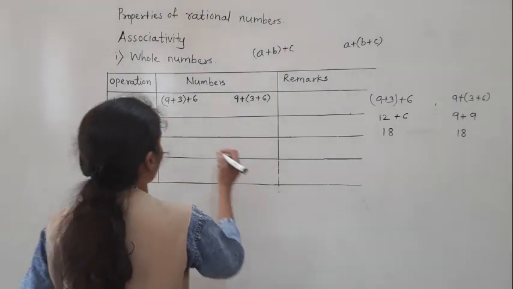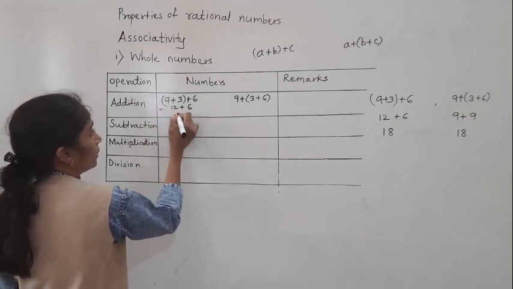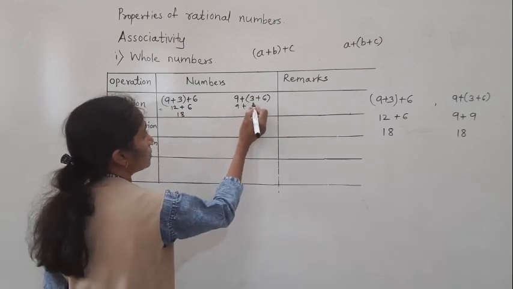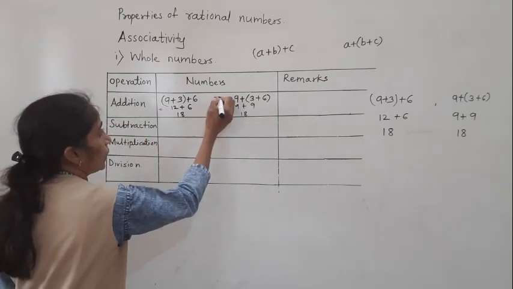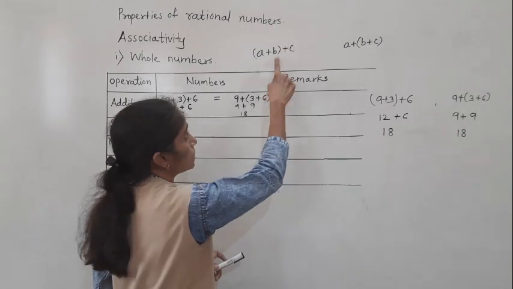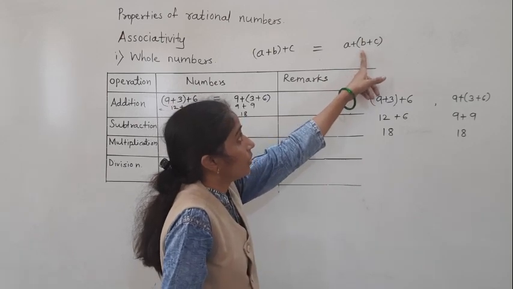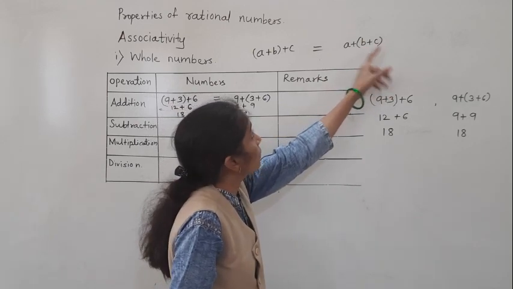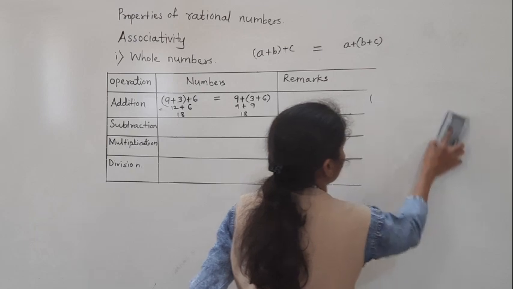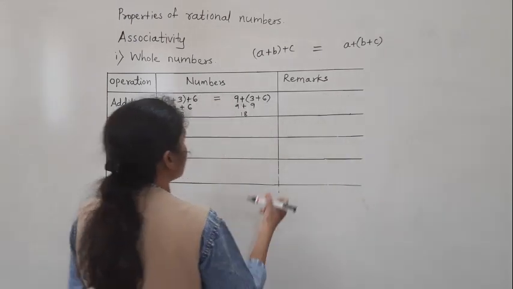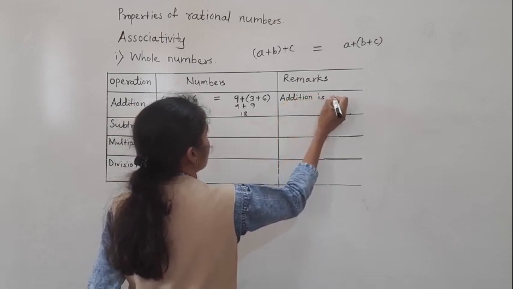Okay. So what will we write here? (9 + 3) + 6 is 18. And here 9 + (3 + 6) is 9 + 9, which is 18. Both of them are equal. So (A + B) + C is equal to A + (B + C). These both are equal. So what can we write here? Addition is associative. So write here: addition is associative.